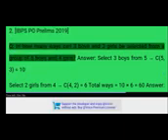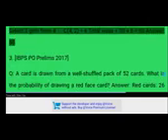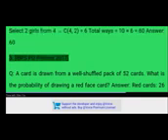2. IBPS PO Prelims 2019. Q. In how many ways can 3 boys and 2 girls be selected from a group of 5 boys and 4 girls? Answer. Select 3 boys from 5: C(5, 3) equals 10. Select 2 girls from 4: C(4, 2) equals 6. Total ways equals 10 times 6 equals 60. Answer. 60.